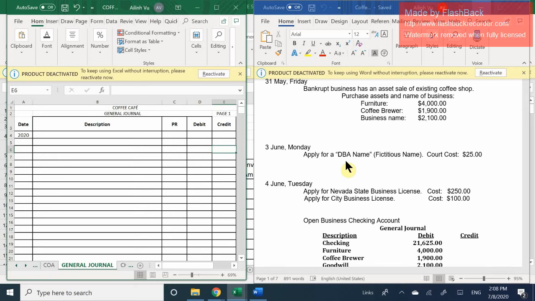Yeah, we're just applying. So the third and the fourth, we wouldn't journalize anything yet. Good, because we're just applying. That makes sense. We're still setting it up, we're still getting things. Exactly. We haven't gotten approved yet.